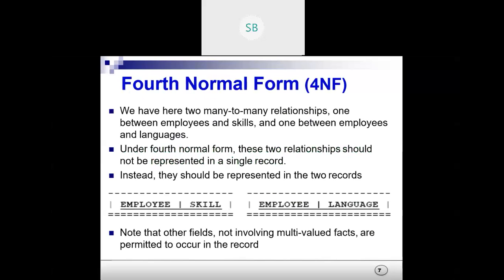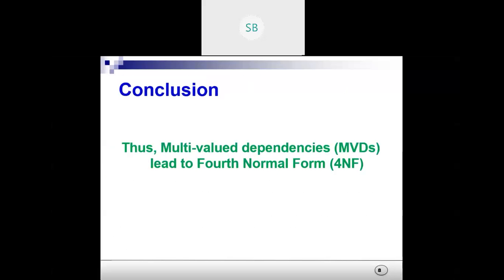So if you have any confusion here, actually compared to the other cases which we studied, it's very easy. The fourth normal form is very easy compared to the third, second, and BCNF. So if you have no issue, so we have these multi-value dependencies. So here in fourth normal form we have multi-value dependencies that lead to fourth normal form. So this was all about the fourth normal form.